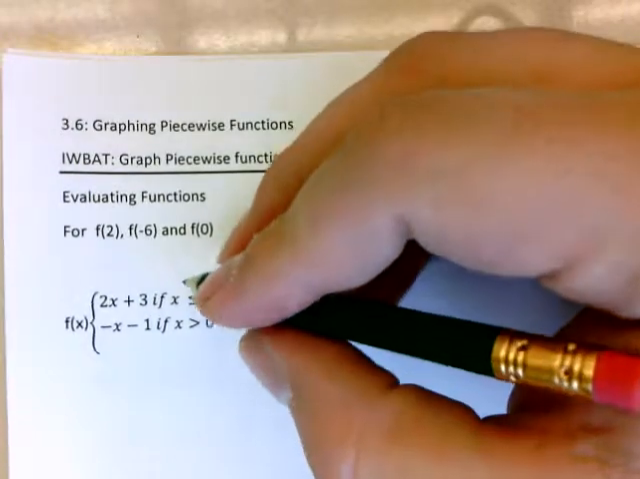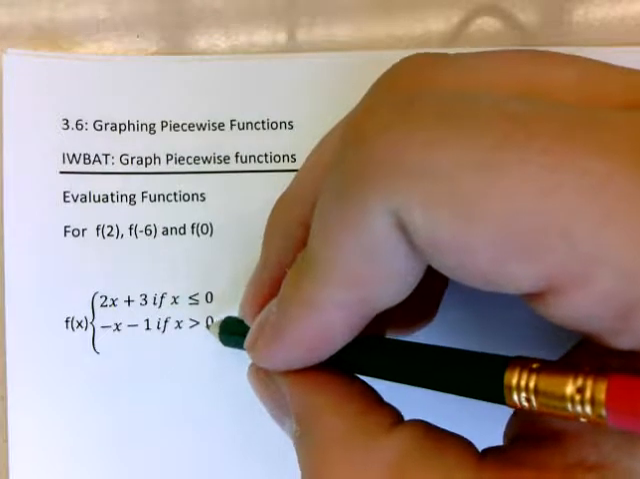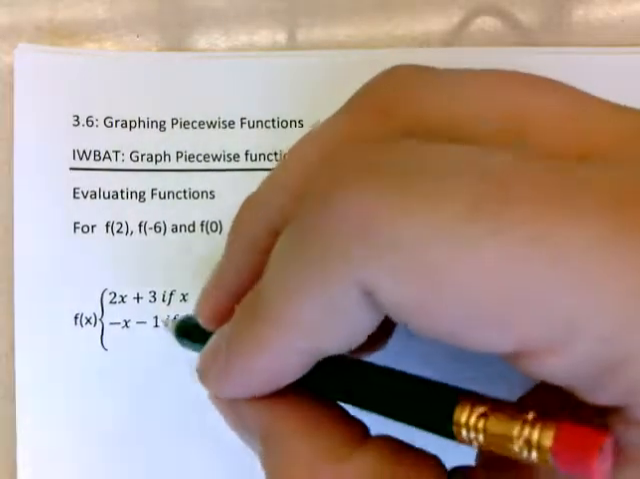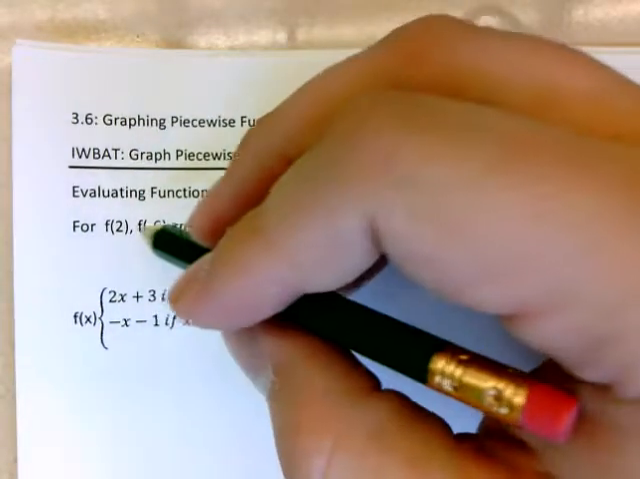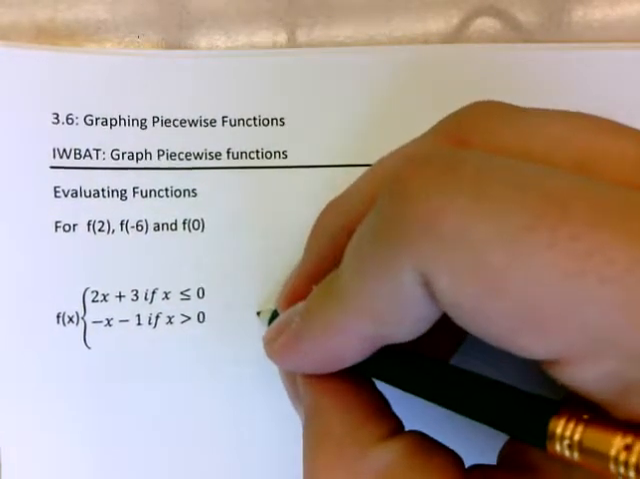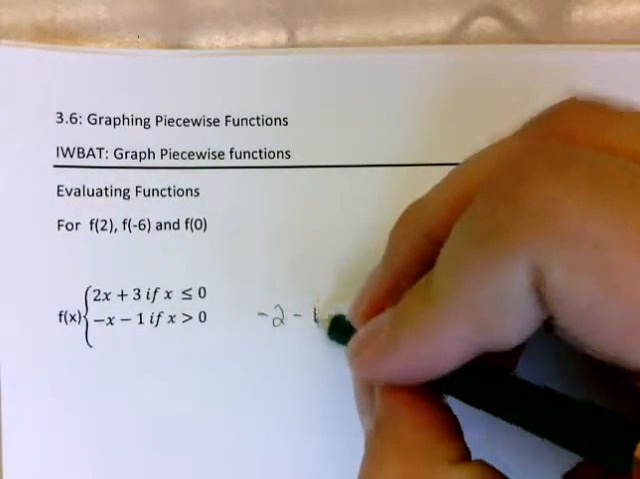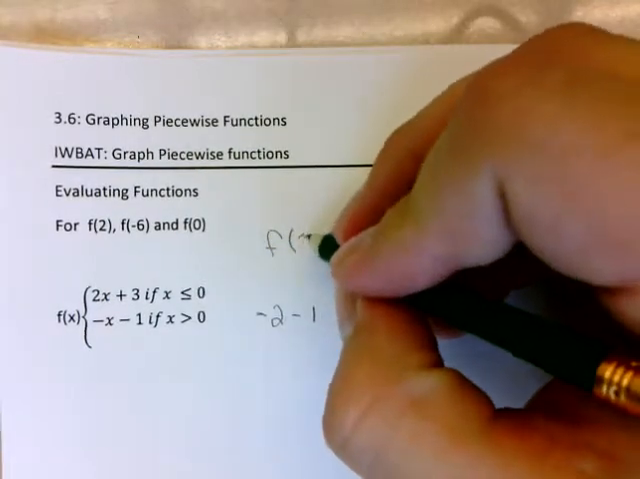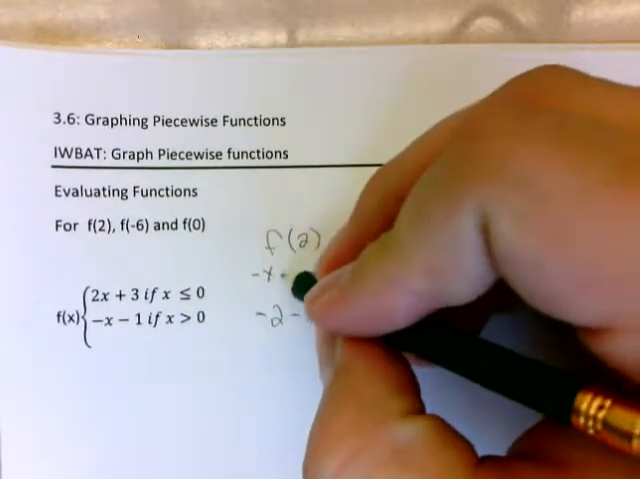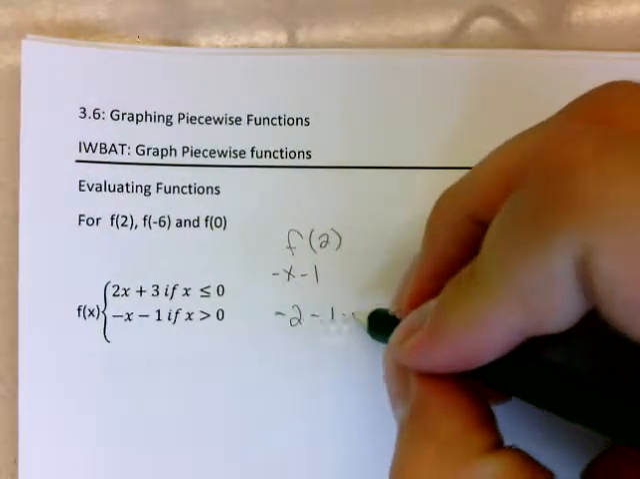Is 2 less than or equal to 0, or is it greater than 0? Well, 2 is greater than 0. So the one we're going to be using for this one is this. Like always, we replace every instance of x with 2. So we get negative 2 minus 1. This is f of 2, and because it's this one, we're using negative x minus 1. So negative 2 minus 1 equals negative 3.